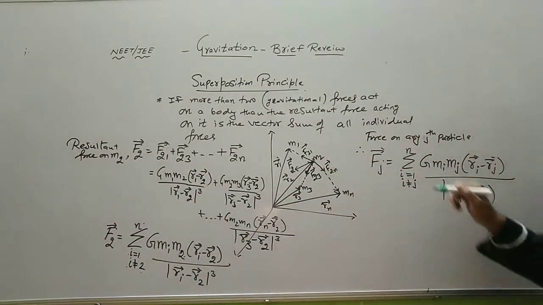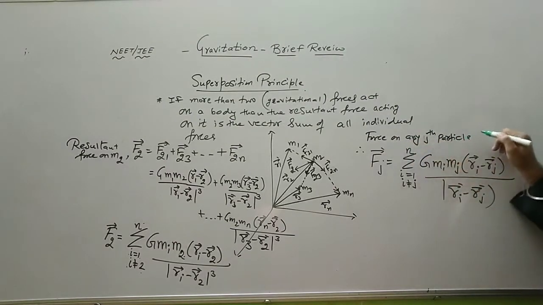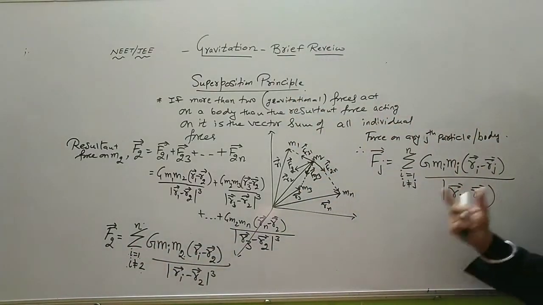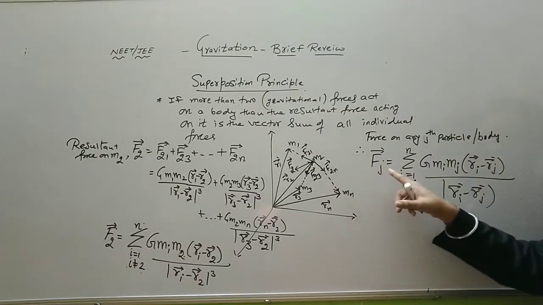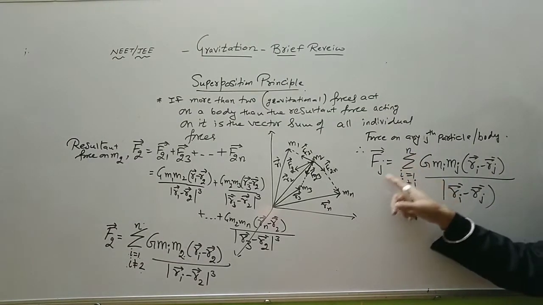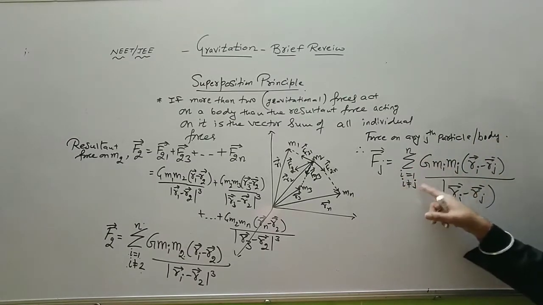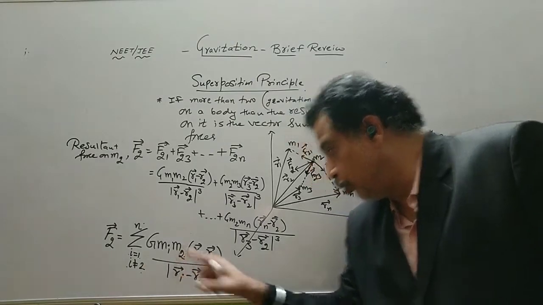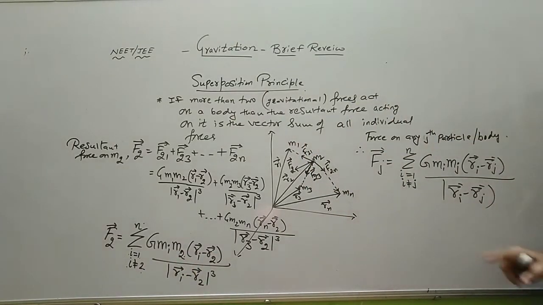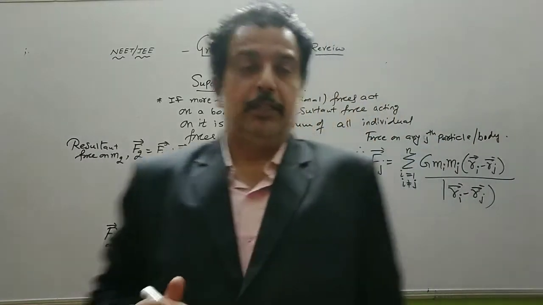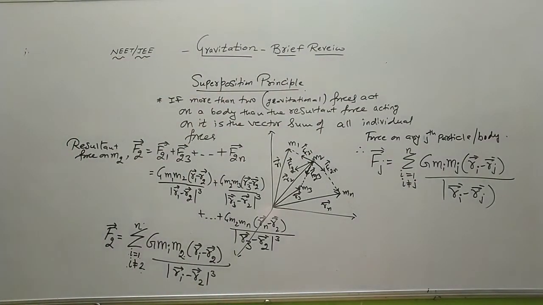Similarly, suppose I want to find out the force on any jth particle or jth body. So now instead of 2, I give that body name as j. So the force acting on the jth particle or jth body is, i is again running from 1 to n, i should not be equal to j. So now this 2 is replaced by j. So if I am finding out the force on j, it should be ri minus rj, as we have done in the previous topic. So this is the superposition principle.